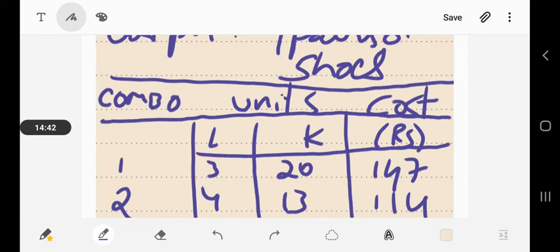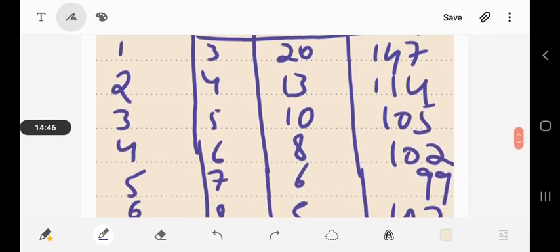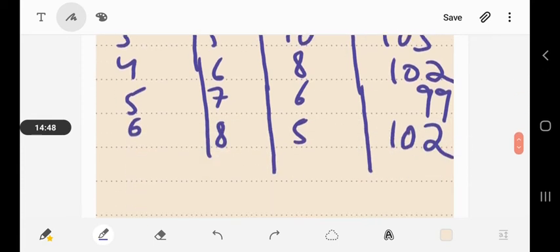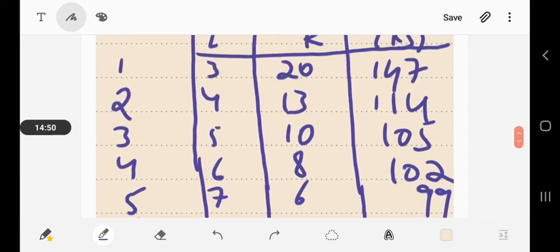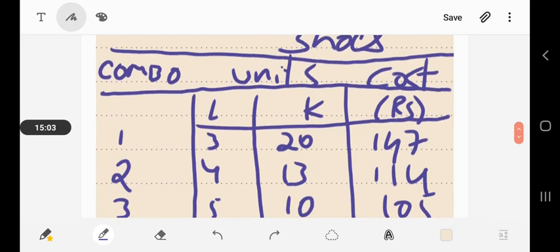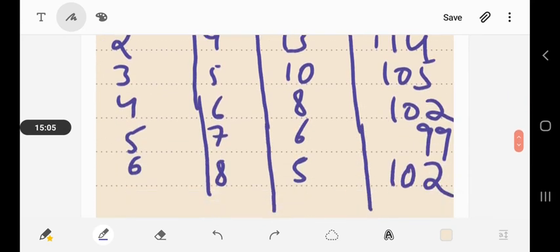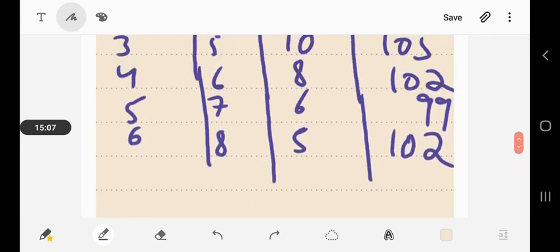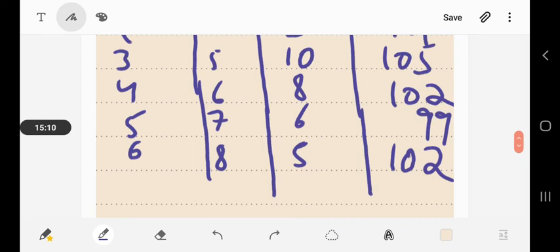In our example, there are 6 alternative combinations: 1, 2, 3, 4, 5, 6. The cost of each of these combinations, after calculation, is 147, 114, 105, 102, 99 and 102.